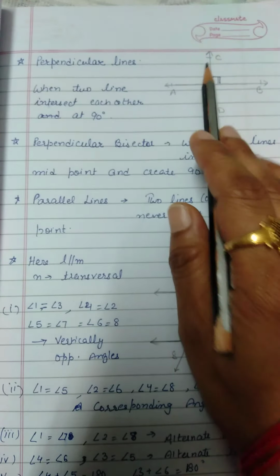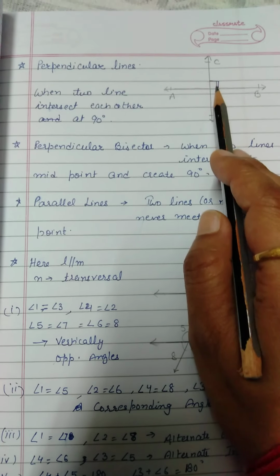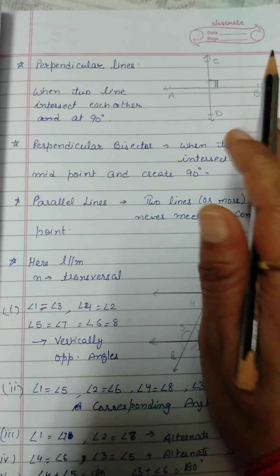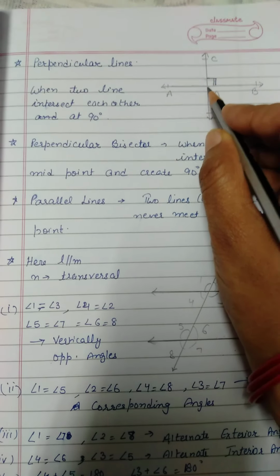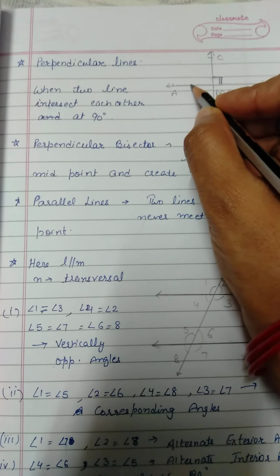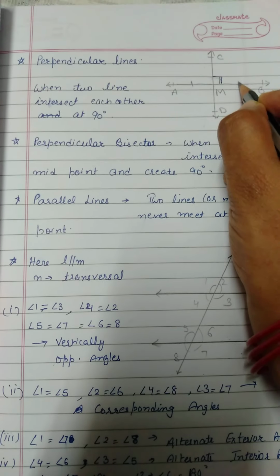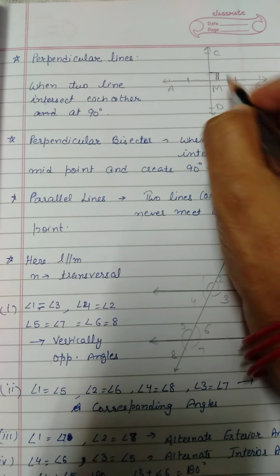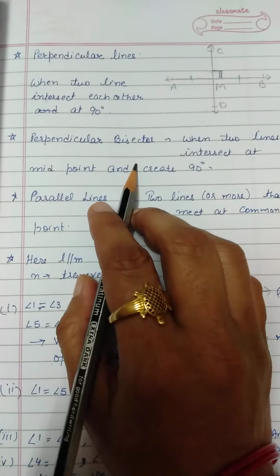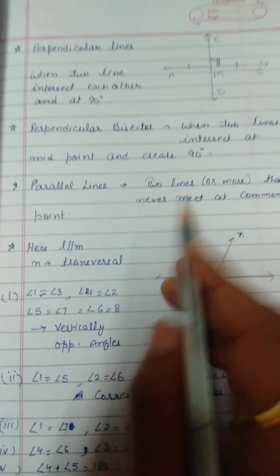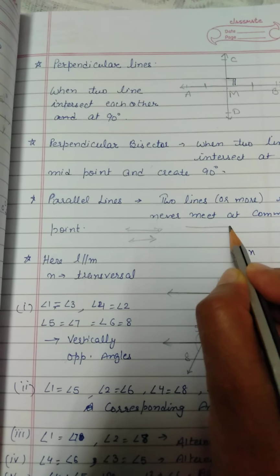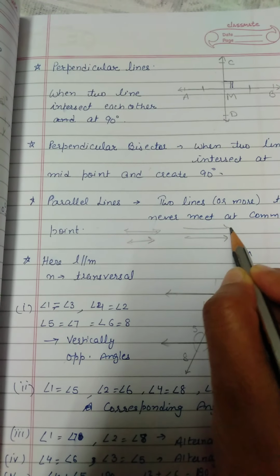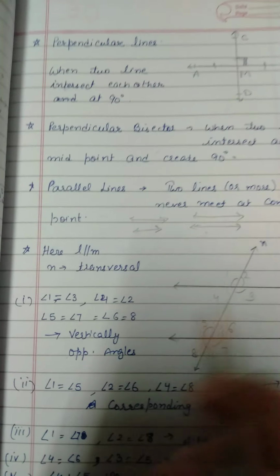So just understand. Perpendicular lines: when two lines meet at a point and create a 90 degree angle, this is the symbol for 90 degrees, then these are known as perpendicular. But if they meet at the midpoint, then it means these are equal parts, so these are known as a perpendicular bisector. Parallel lines: if two lines never meet at any point, meaning they are going but they never meet, then they are known as parallel lines.